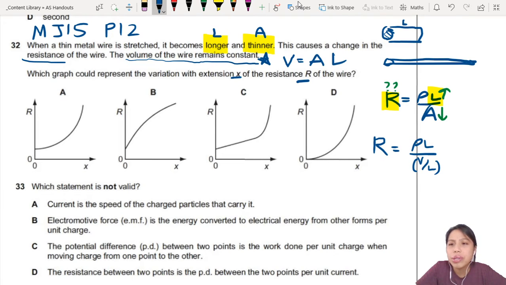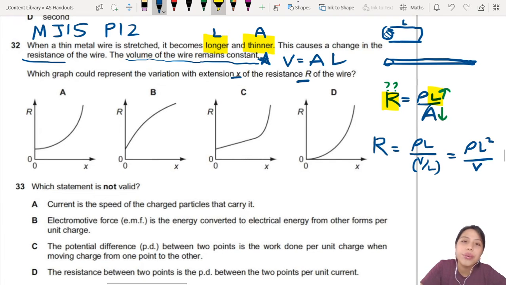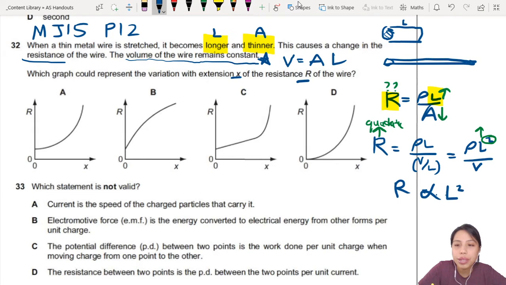Okay, so rearrange already, then what? This will be rho L square over V. So now you see, rho is constant. Volume is constant, good. L is the one that's changing. So it's getting longer and longer. But look at this, we have a power. So now we can say for sure, R is increasing also at a quadratic factor because of the square there, L squared. So you summarize as R is proportional to L squared.